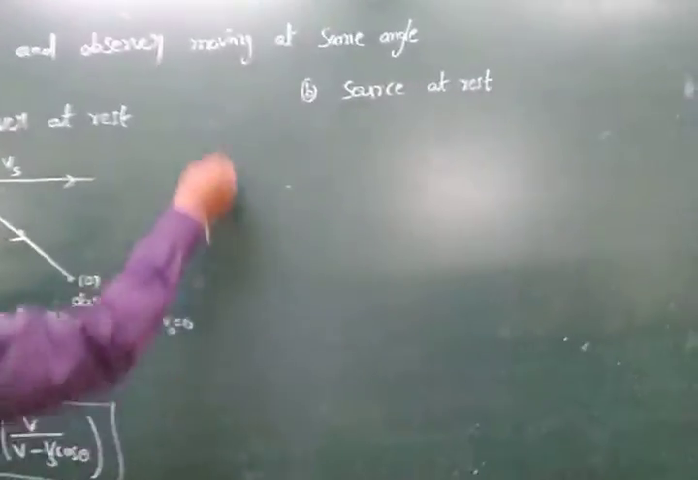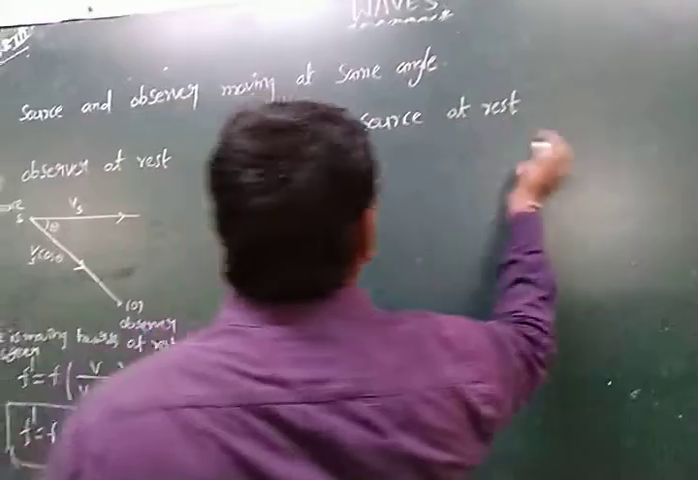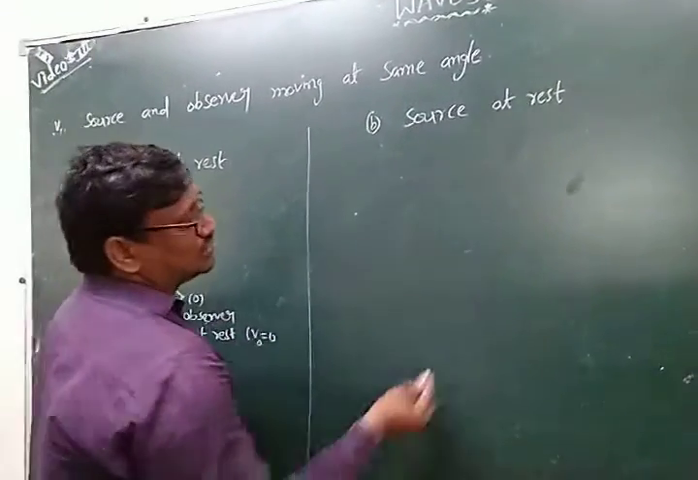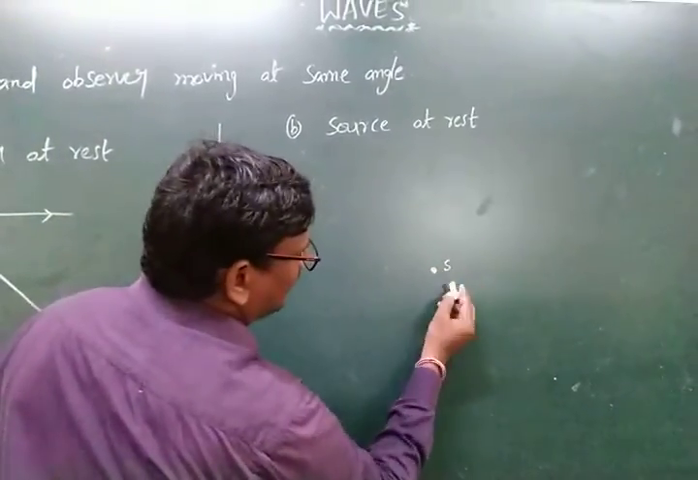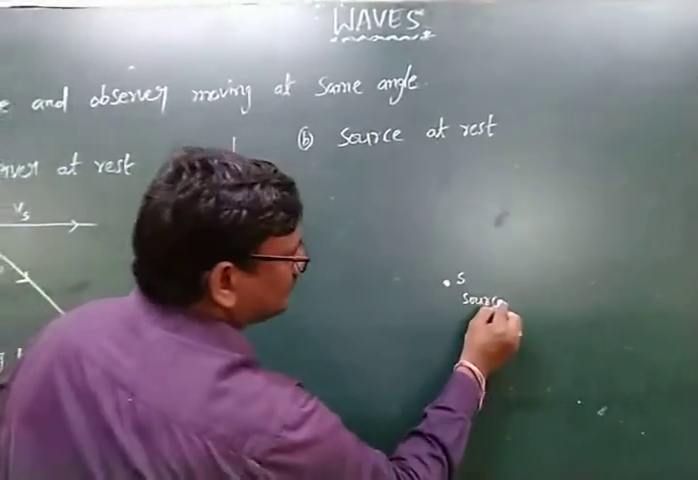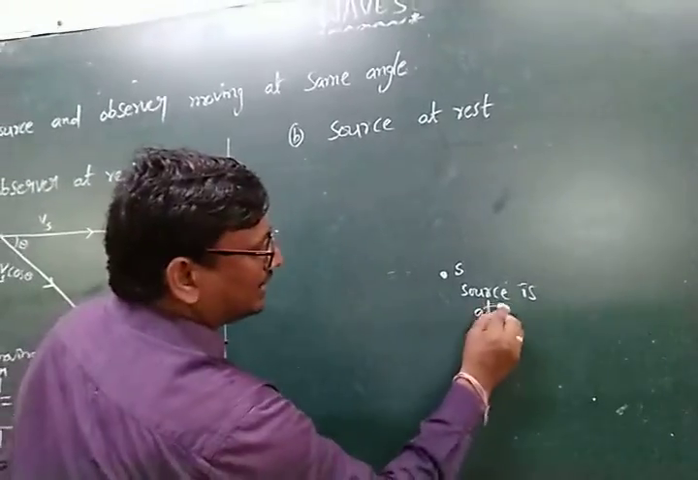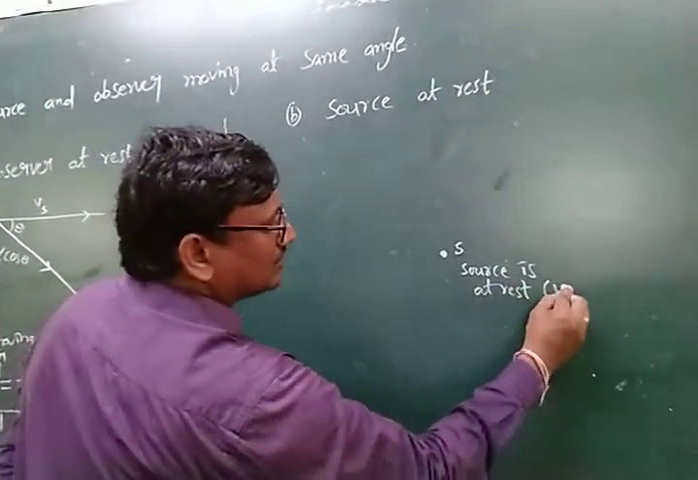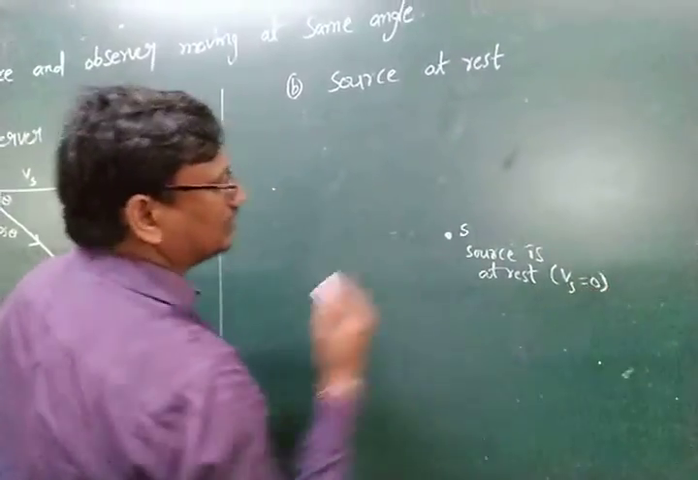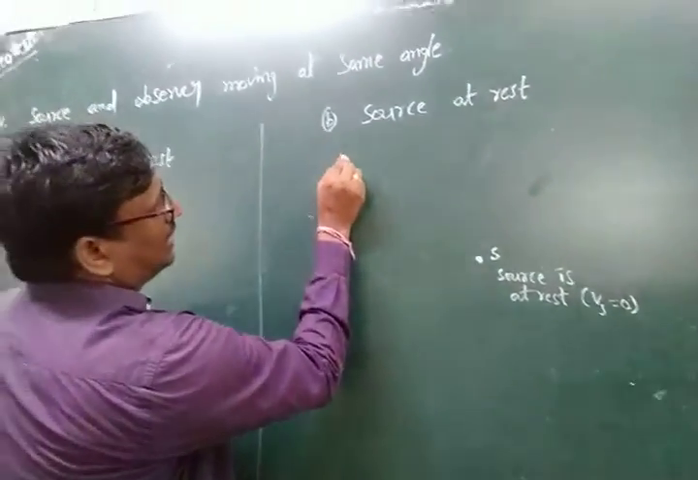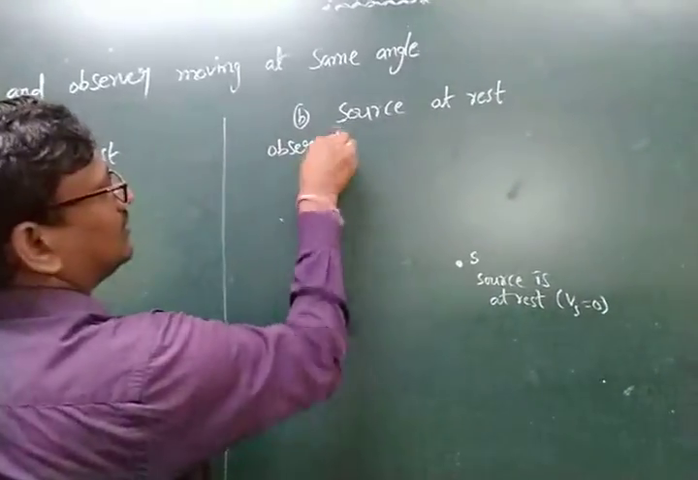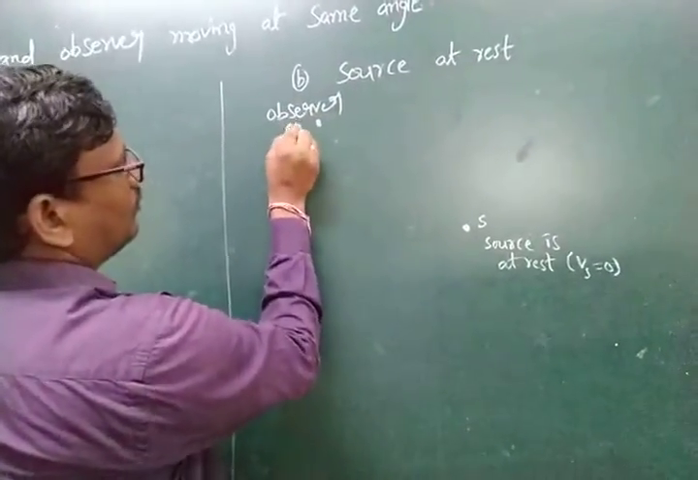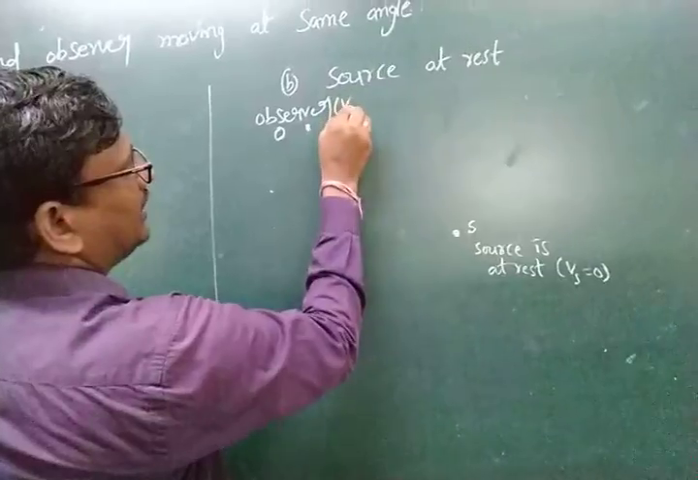And the next condition: the source is at rest. See here, consider the source, denoted by S. Source at rest is nothing but the velocity becomes 0. And here is considered the observer. The observer is denoted by O and its velocity is denoted by V naught.